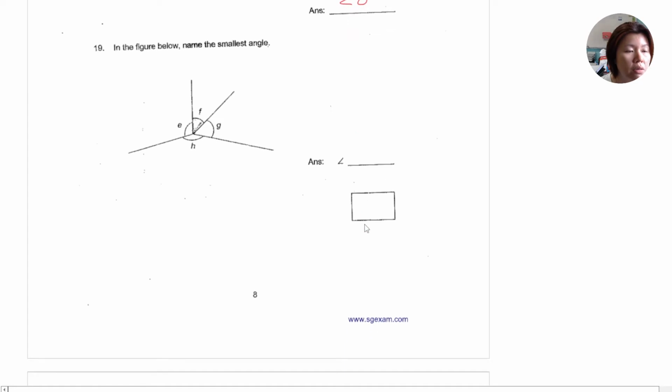Okay, let's move down. I want to mark for the smallest angle. Smallest angle means acute. So if you can see, H is out, is obtuse, and E, F, G, the smallest I can see is angle F, because the gap is the smallest.